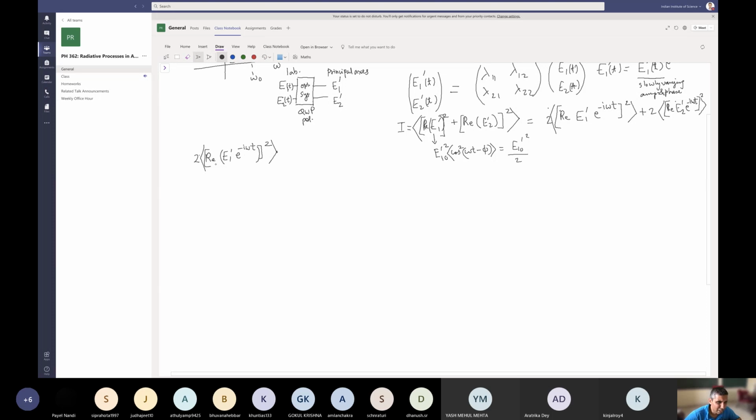Okay, so what is this? What is the real part of E1 prime e to the minus i omega t? Let's just call this z, a complex number. So that's just z plus z star by 2. That's the real part of this, right? Then we have to take a square and do 2 times this. So this is nothing but 1 by 2 times z squared plus z star squared plus twice z z star.